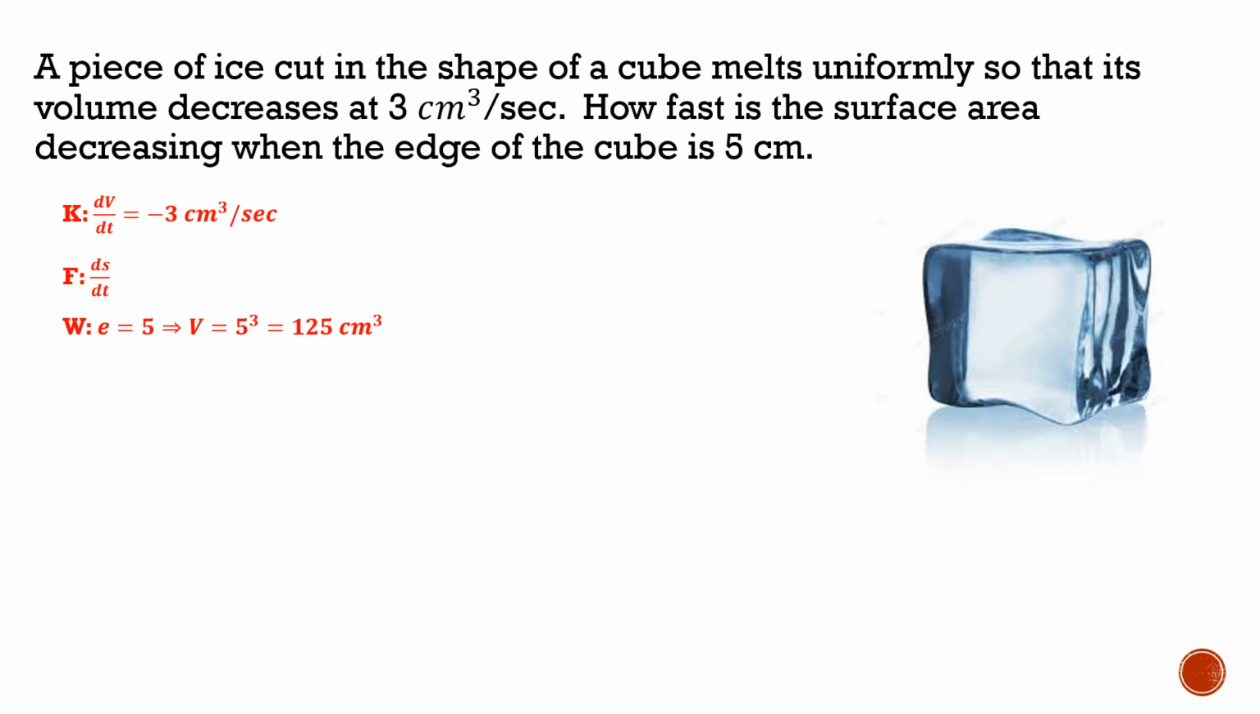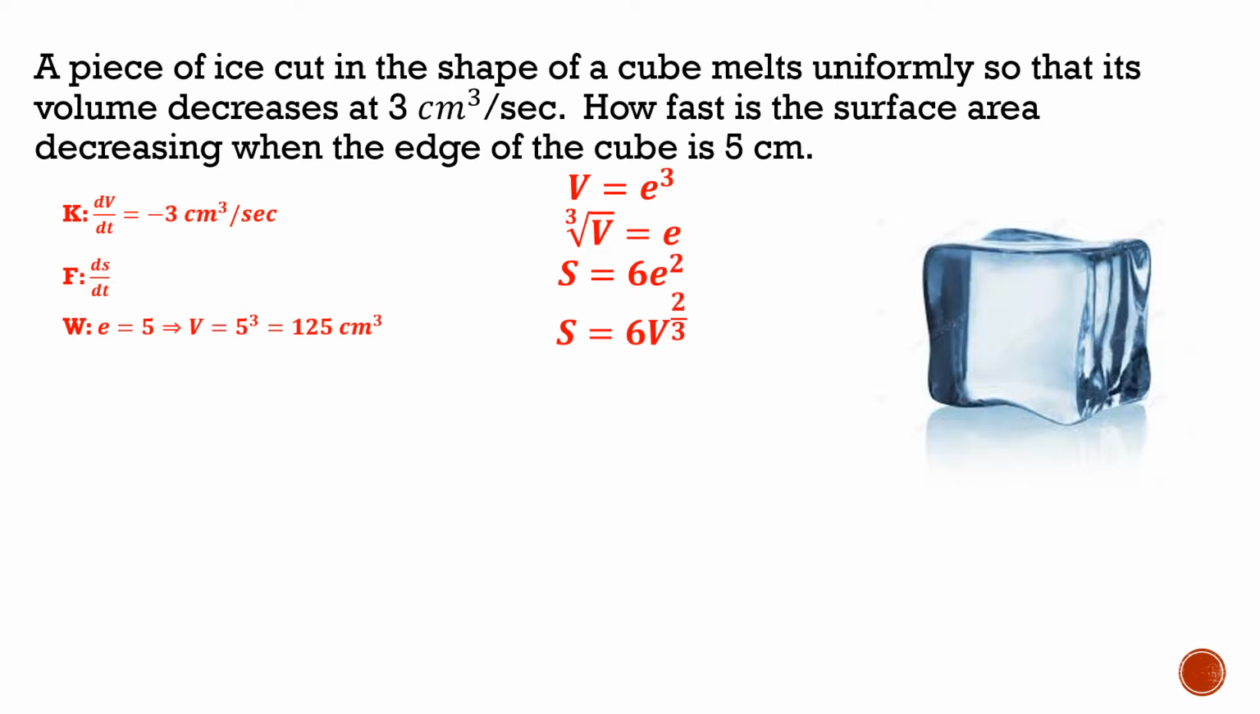Now, next step, I want to find the equation that relates volume and surface area. I don't know an equation off the top of my head, so I have to create one. I'm going to start with volume, and I know that volume equals e cubed. Knowing that, I can rewrite it in terms of e, so e equals the cube root of volume. Now, using that information, I can also write an equation for surface area. Surface area is 6 times e squared, since you have 6 faces on the cube, and each area is e squared. Now, replacing e with the cube root of volume, I get surface area equals 6 times volume to the 2/3.